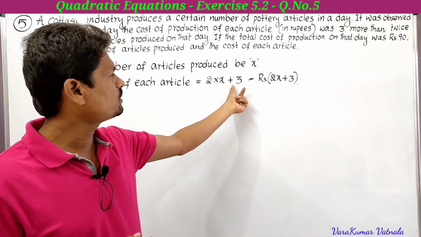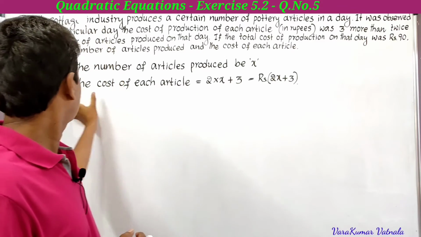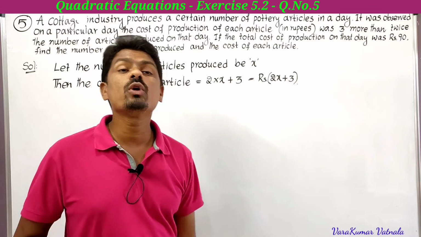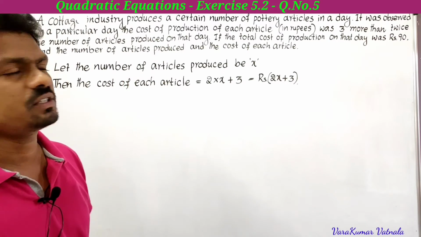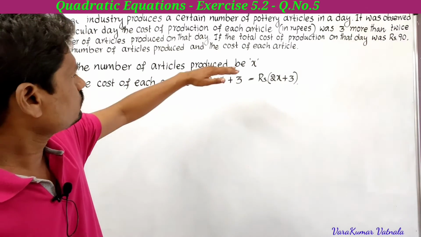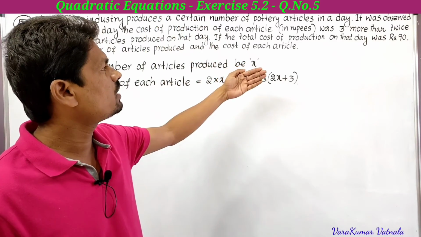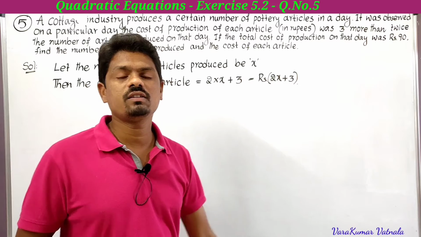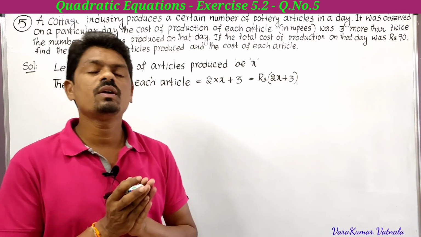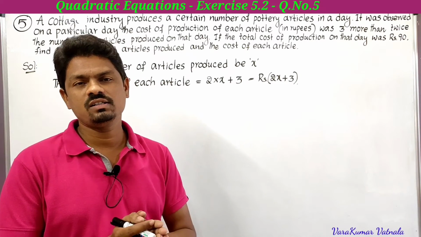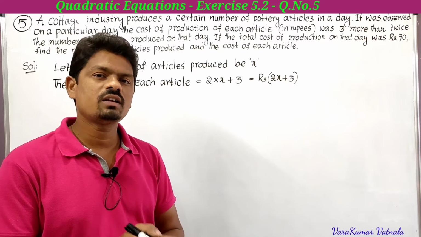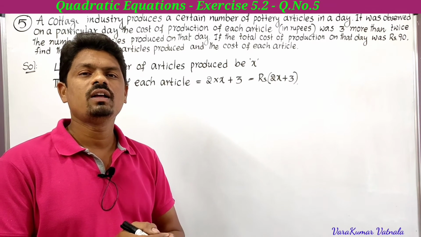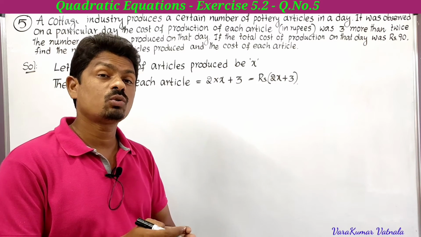So 3 more than means we have to add 3. So then the cost of each article becomes rupees 2x plus 3. So here the total cost on one day is rupees 90 given. Suppose they produce 100 articles, and the cost of each article is 200, then how can we get the total cost?